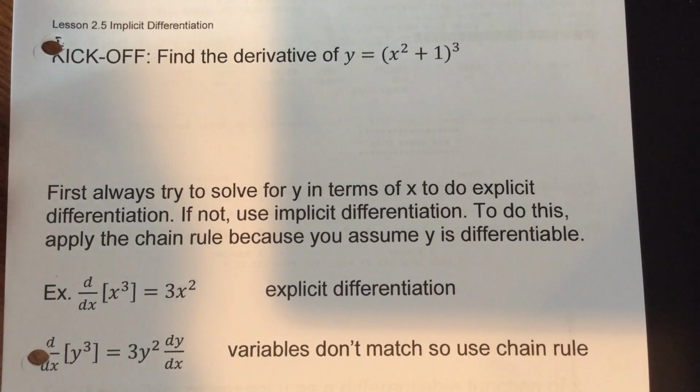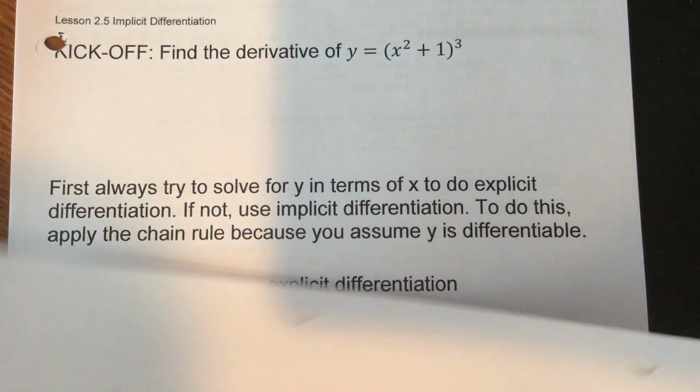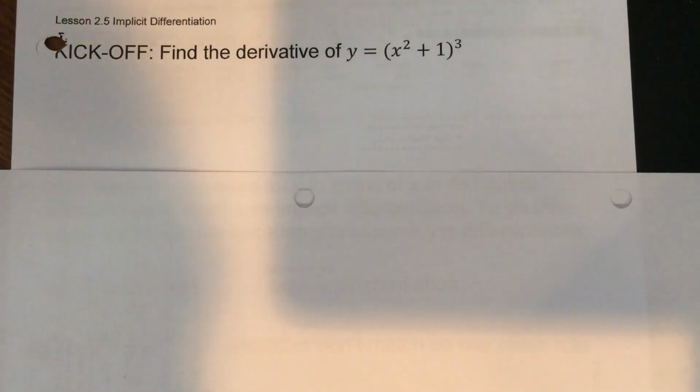We got lesson 2.5, which is implicit differentiation. Kind of continuing on with different ways that we can find derivatives. And today is no different.